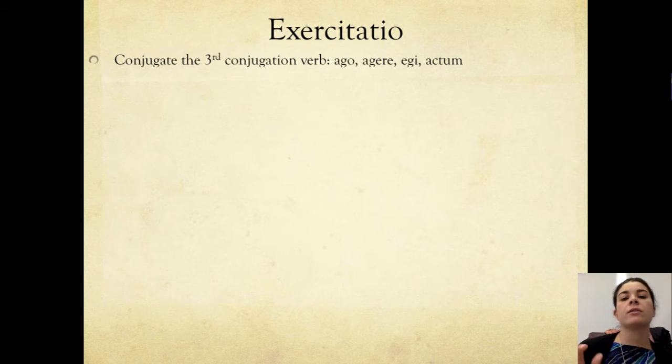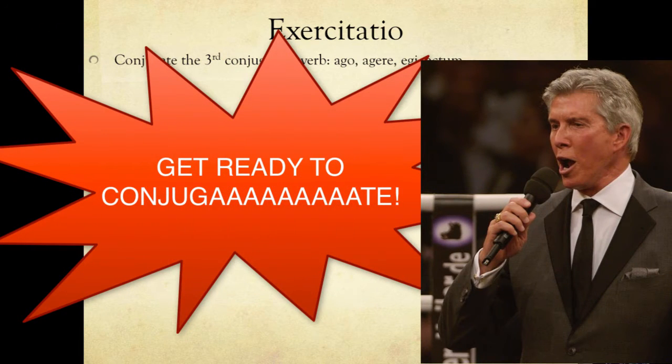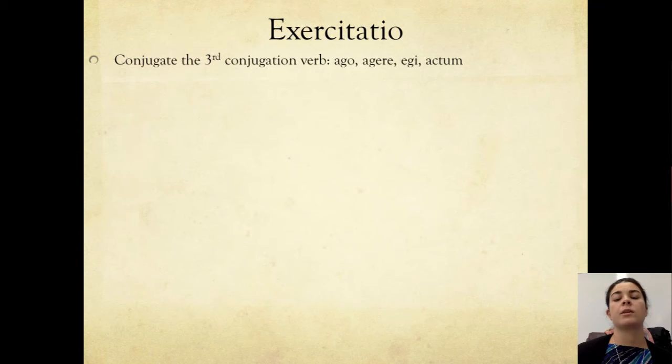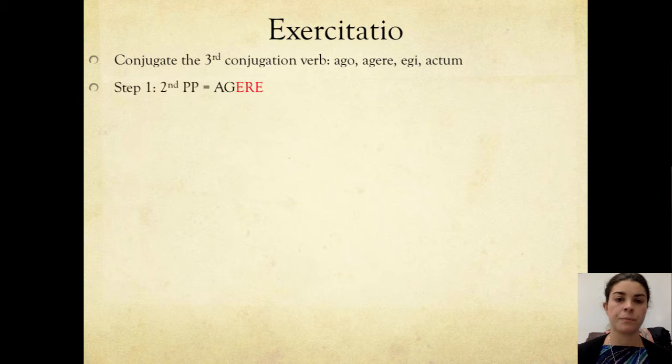So we're going to conjugate the third conjugation verb, ago, agere, egi, actum, and we're going to go step by step through the process. So now we're going to use the process I described on the previous slide. And again, if you want to just take off the re, be my guest, but I'm going to say take off the ere. So remember, that's how I'm going to do this.